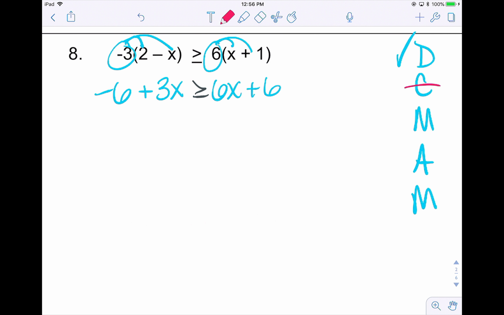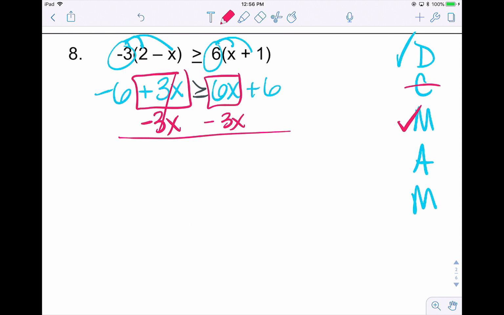I don't have like terms to combine, but I do have variables on both sides, so I do need to move. Both of these have variables and numbers on the same sides, so there's not really an advantageous way. I'm going to move the 3x because I don't like dealing with negatives, especially when I have to remember that rule. So -6 is greater than 6x's minus 3x's is 3x's, and then bring down the plus 6.